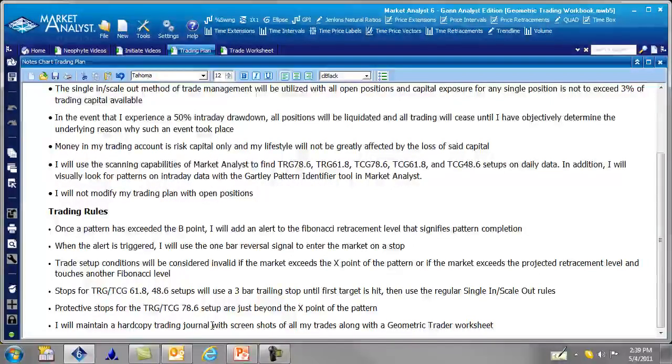Get a good one, and also get a 3-hole punch. Make sure you got a good printer and lots of paper. And what you're going to start doing is every time that you do a trade, you're going to print up one of these geometric trader worksheets and a screenshot of your trade. And you're going to keep a little journal with notes in it about the trade, whether it worked, whether it didn't, how much money you made, etc.